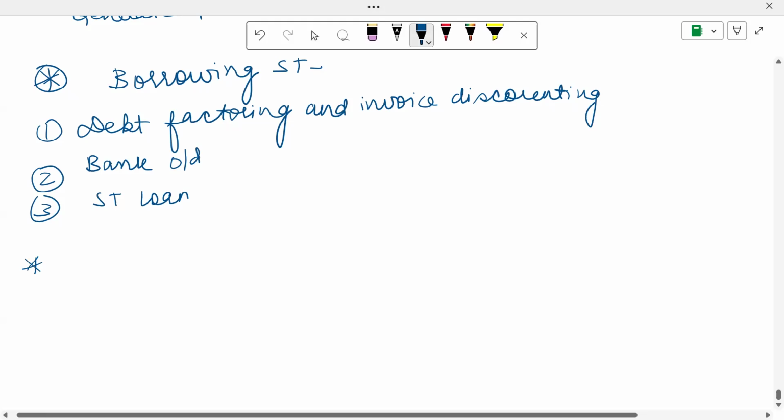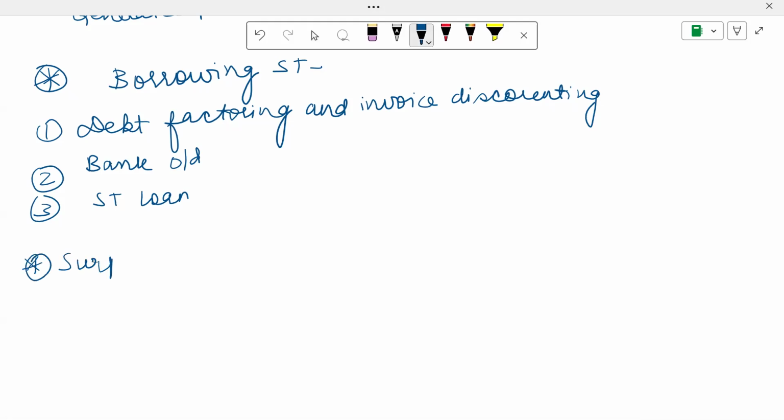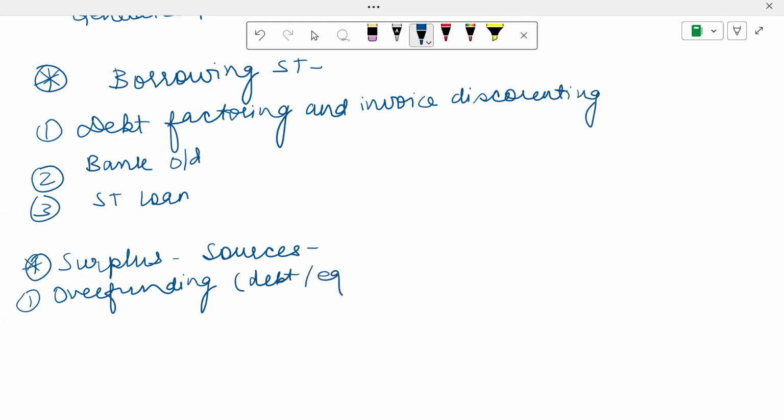Now, let's suppose the business is in a situation of a surplus. So what leads to basically a surplus? So let's find out what are the sources of surplus funds. Number one could be overfunding. Overfunding means we have raised more debt or more equity and we did not really need that. So those funds were really not needed, but we raised them and hence we have a surplus. So this is the first thing.